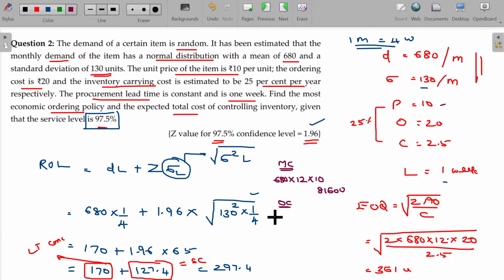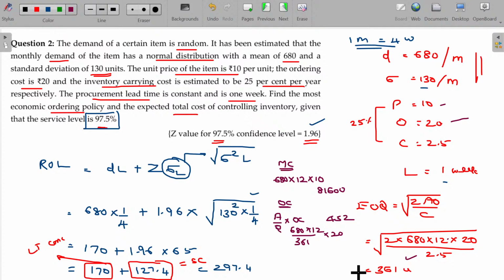What is the ordering cost? Annual requirement divided by quantity ordered every time, into ordering cost. Annual requirement being 680 into 12, divided by quantity ordered every time being 361 units, and ordering cost being 20 rupees. Come on, get the final value. 452.